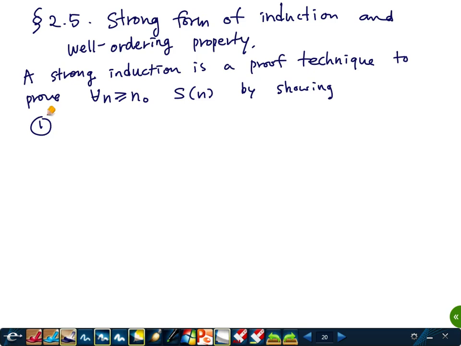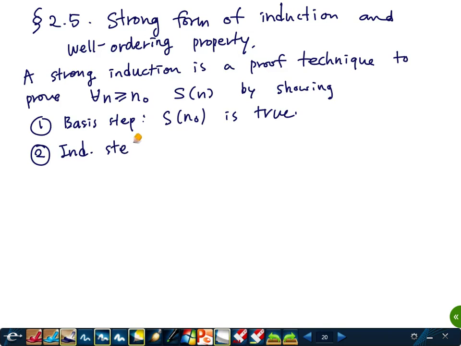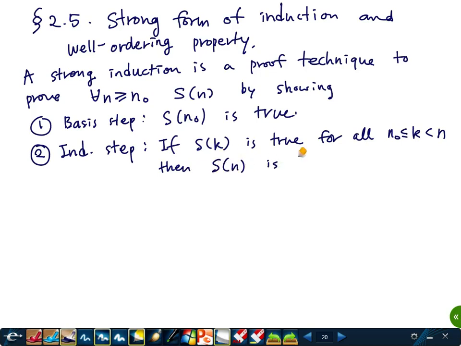The two things. Basis step. The basis step is the same. S(n0) is true. You show that the first number is true. Second, inductive step. If S(k) is true for all k between n0 and strictly less than n, then S(n) is also true. If you show these two things, then you have shown it for all integers n greater than or equal to n0.